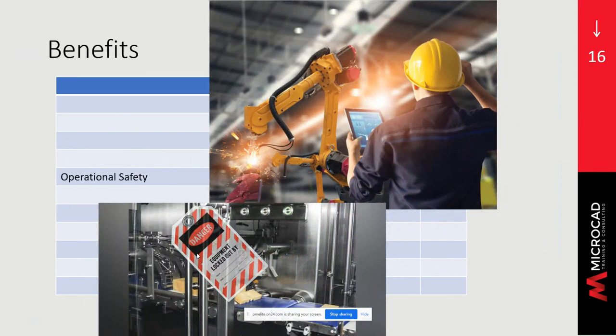Operational safety. Operating the facility in a safe manner is paramount to the owner. With the digital twin, safety risks can be identified and mitigated, with the risks and actions documented in the model for all to see.